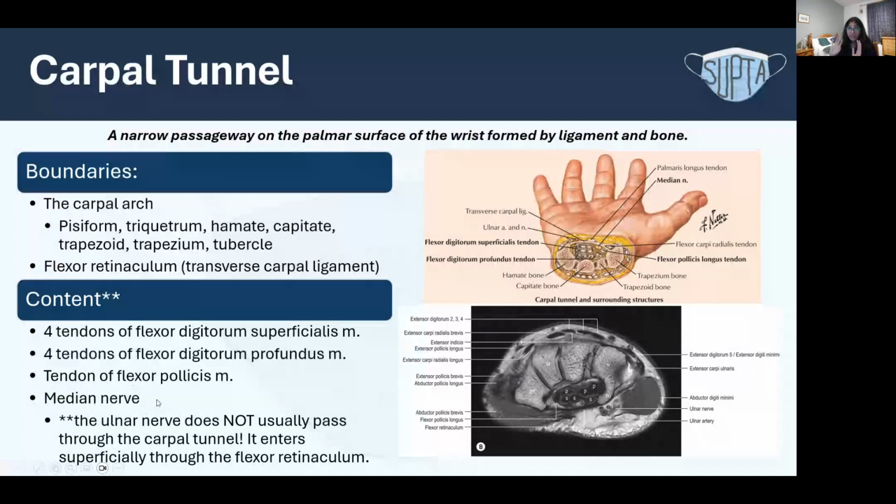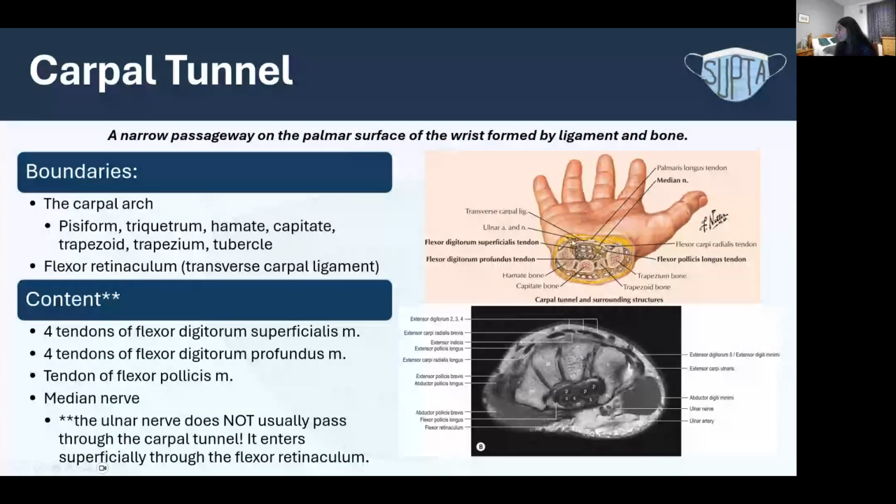So if you don't remember anything else, do remember that the median nerve passes here, because in cases of carpal tunnel syndrome, the median nerve is compromised, which can lead to deformities in the hand. Okay. Another important thing to remember: the ulnar nerve does not pass through the carpal tunnel.